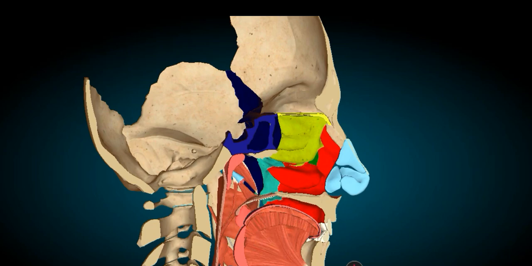As you could appreciate from this view, the superior and middle nasal conchas are in close proximity to each other as they arise from one bone, the ethmoidal bone. And the inferior nasal concha is far away from the superior and middle conchas as it arises from another bone, the maxilla.